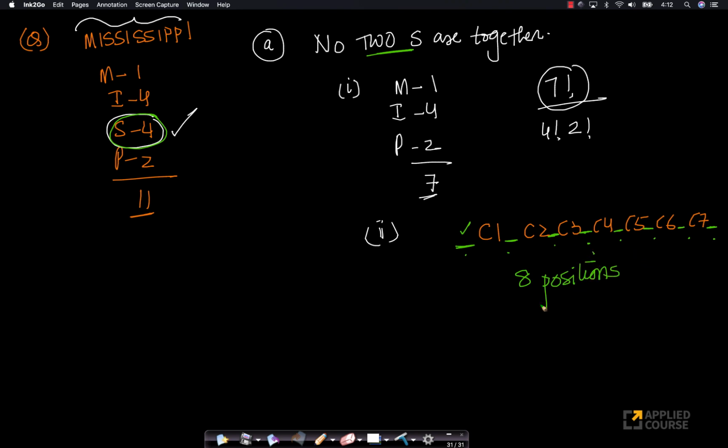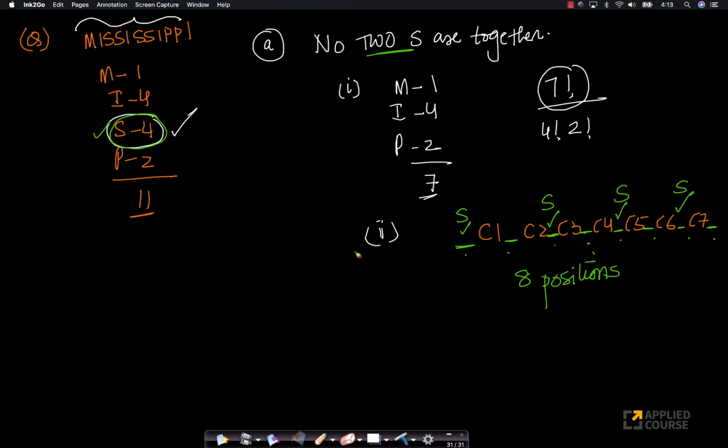Amongst these 8 positions, I can choose any 4 positions and place 1 S in each of these 4 locations. For example, if I pick this location, this location, this location, and this location, then I'll place an S in each. So it's possible to have 1 S or 0 S in these blank spaces. Each of these S's is the same; there is no way to distinguish them, they're the alphabet S.